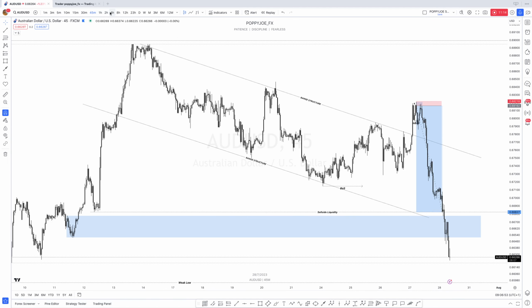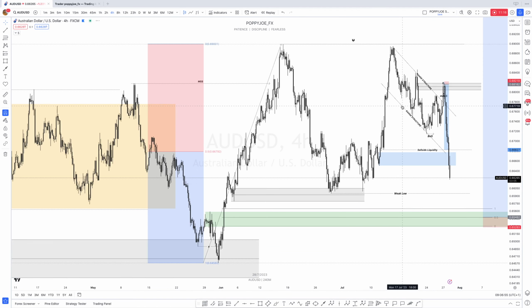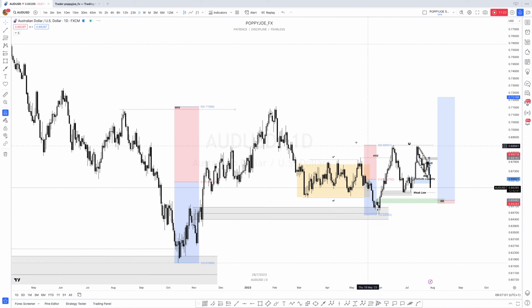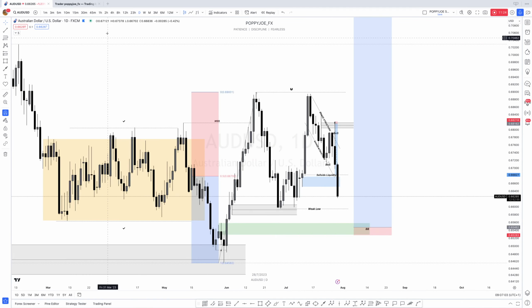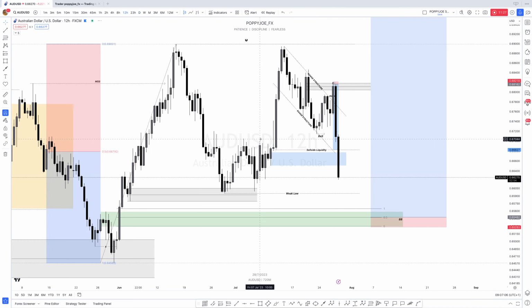But let's just check out this one here to see where we intend buying from next. So for me, I intend buying from here, and I'll tell you the reason why. Let's check out the daily time frame. There's a particular thing we saw on the, was it daily or 12 hours time frame? Or was it 8 hours?